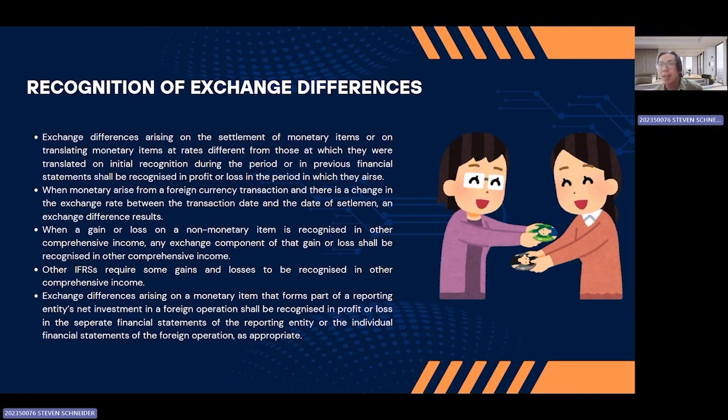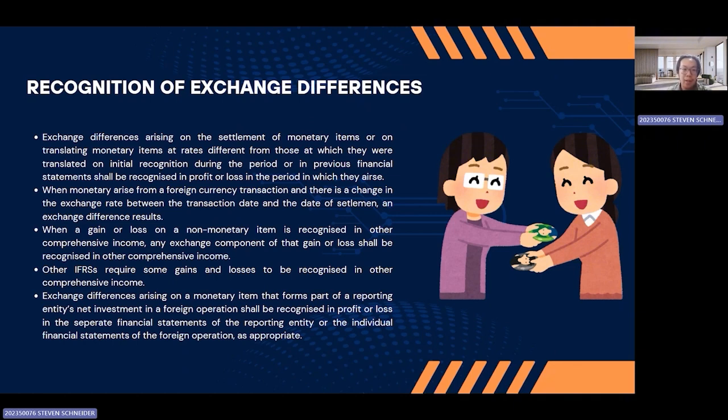When a monetary item arises from a foreign currency transaction and there is a change in the exchange rate between the transaction date and the date of settlement, an exchange difference results. When the transaction is settled within the same accounting period as that in which it occurred, all the exchange difference is recognized in that period. And when the transaction is settled in a subsequent accounting period, the exchange difference recognized in each period up to the date of settlement is determined by the change in exchange rates during each period.